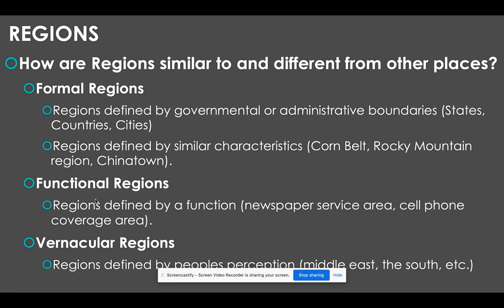Regions are large areas with one big thing in common. So for example, we live in the Midwest in America, and the Midwest is known for having really fertile soils. That means we have good farmland. So states like Indiana, Illinois, Iowa, Nebraska, Kentucky, they're all part of the Midwest in America.